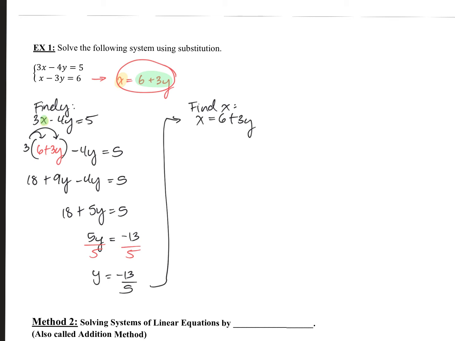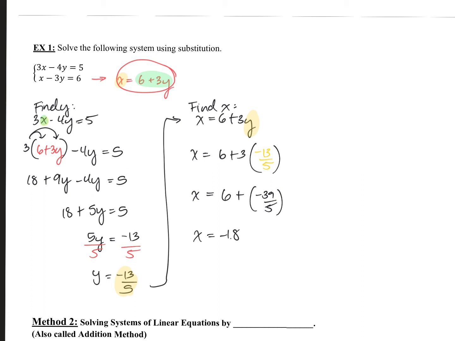And to do that, we'll substitute y equals negative 13 over 5 into there. So x equals 6 plus 3 times the negative 13 over 5. And simplifying that out, x is going to equal 6 plus, and that looks like a negative 39 over 5. And that'll simplify out to, if we plug that into our calculator, negative 1.8.